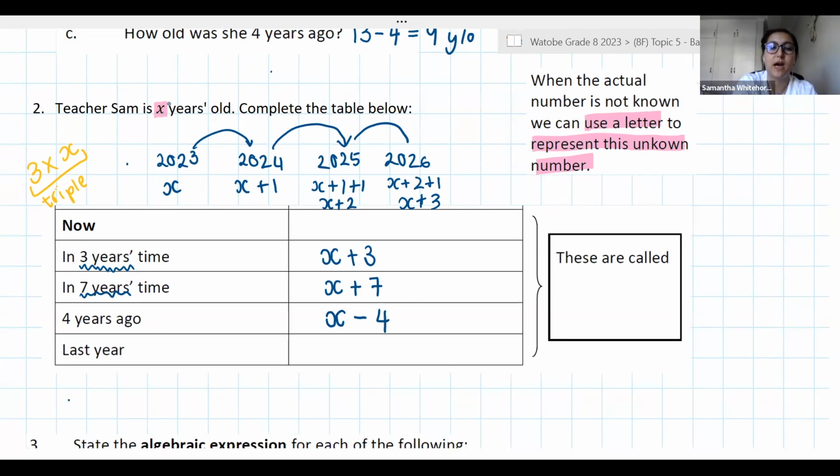Right, what about the last one? How old was I last year? So what would the expression look like for my age exactly 1 year ago for my birthday?